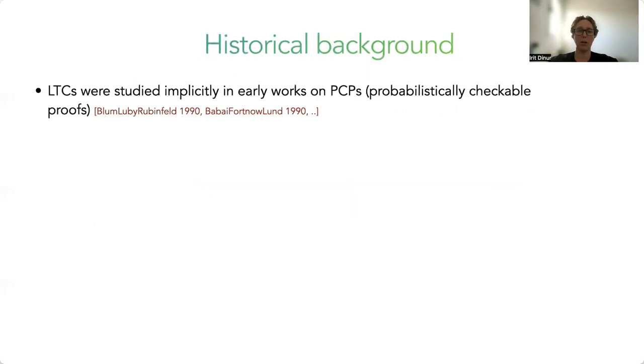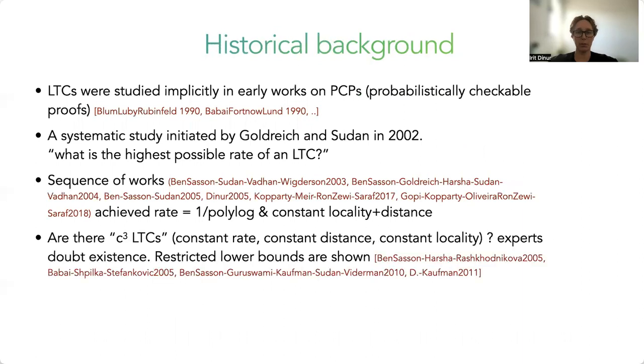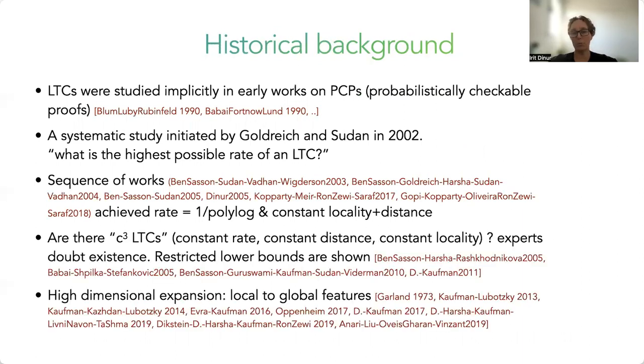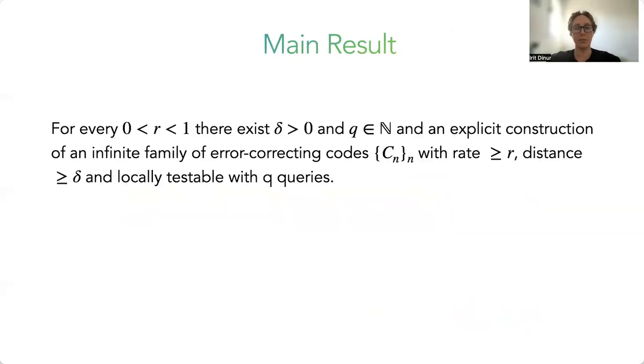Okay, so I'm not going to spend time on the historical background. You can pause the video and look at this. Just to say that LTCs came up from the PCP literature, property testing, and this has been an open question that in recent years, with the rise of the ideas in high-dimensional expanders, it seems like we might get close to getting such LTCs. Okay, so what is our main result?